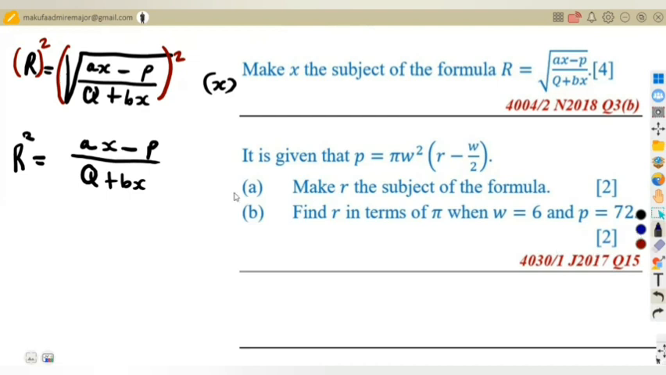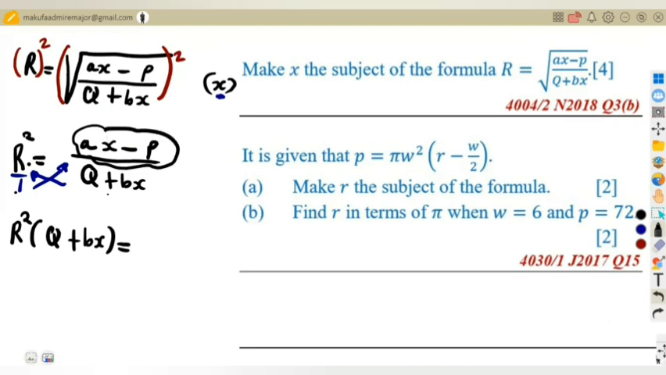On this fraction, what is to be made the subject, which is x, is found in two terms. Here there's x, here there's also x. So how can we go about it? We have to cross multiply. We collect terms with x on one side of the equation. So r squared is going to multiply everything on this side: r squared into q plus bx is equal to 1 into ax minus p.